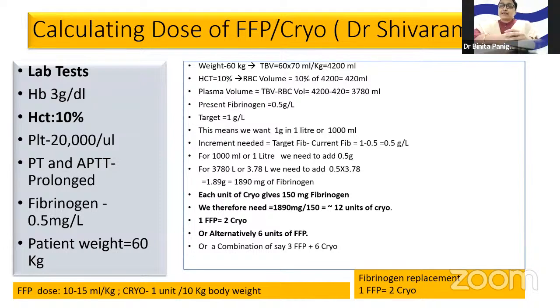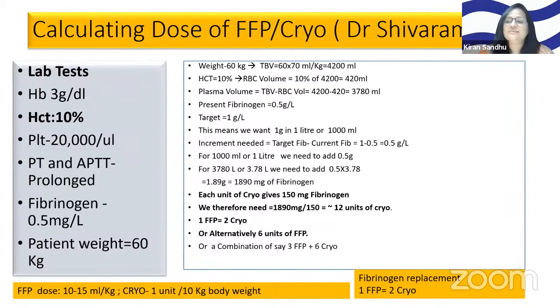So the best colloid is blood itself. Right now we do not recommend giving other colloids, either starch or HES. They are not given because they themselves have been shown to promote coagulopathy. So maybe a liter of crystalloids, and one has to quickly switch to blood and blood products.